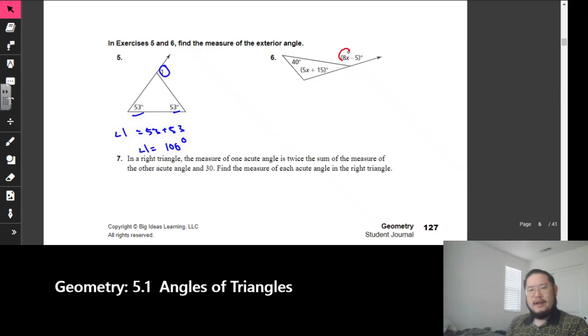We have our exterior angle right here, 8x minus 5.